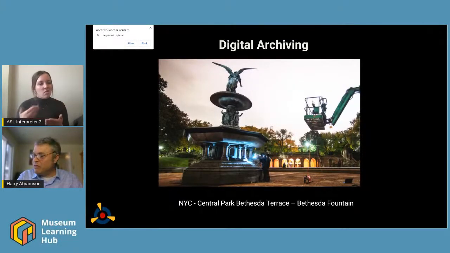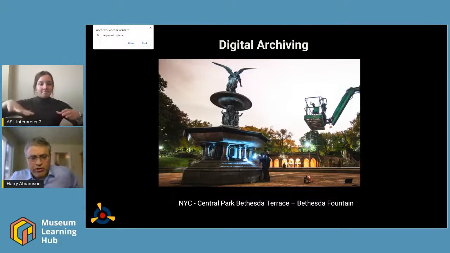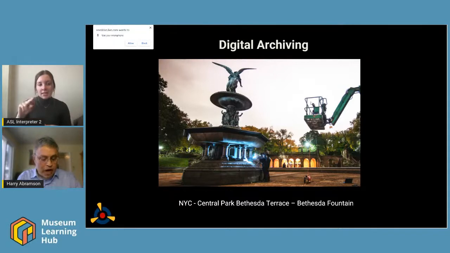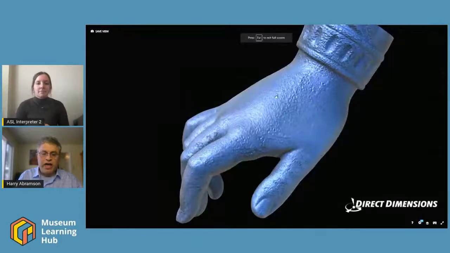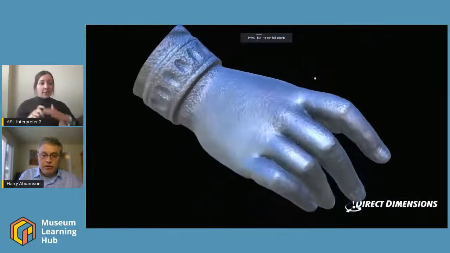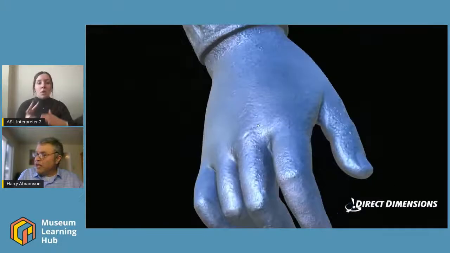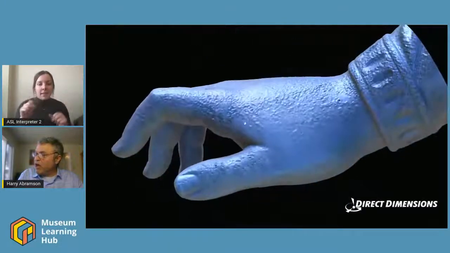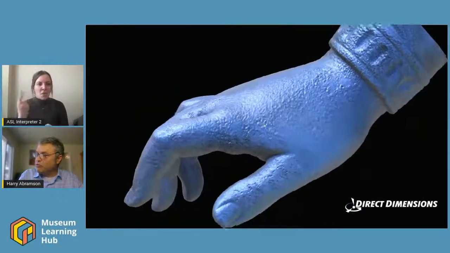This is the Central Park Bethesda Fountain. It's in New York City. It's part of a whole sandstone ornamentation all around. It's 150 years old. It's outside. And one of the reasons we scanned this is because, as you can see, it's changing over time. This is just the hand on one of the sculptures.